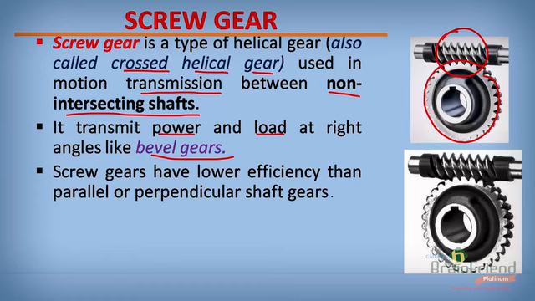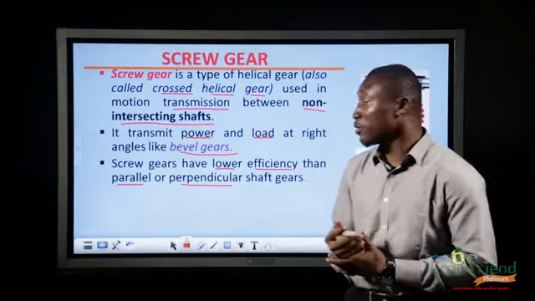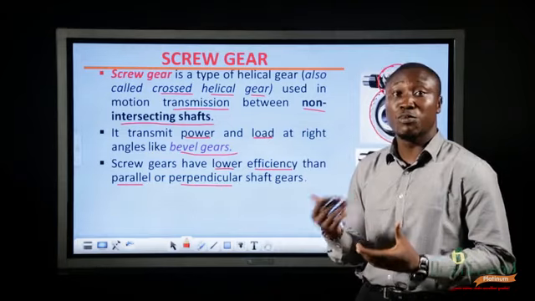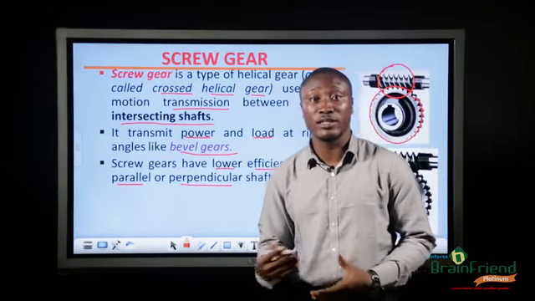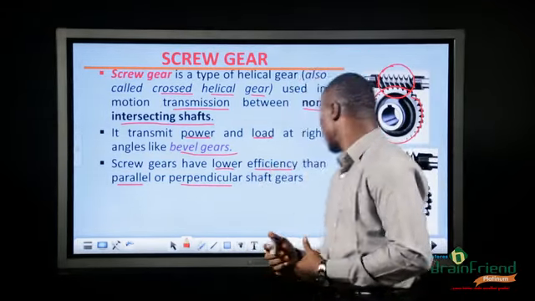Screw gears have lower efficiency than parallel or perpendicular shaft gears. Why do we say they have lower efficiency? Because they don't transmit heavy loads.